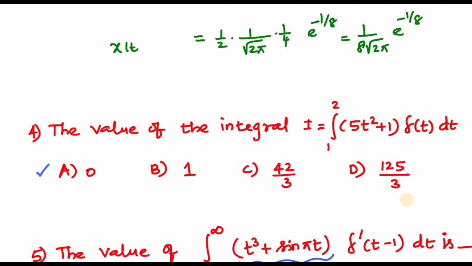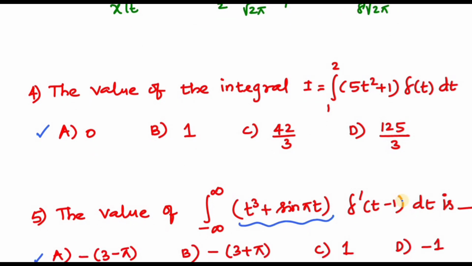The fourth value, so here the value of integral I is equal to minus 1 to 2, phi of t square plus 1 delta t dt. So here you have to substitute, in order to make this one as 0, t value is equal to 0, but t value is not ranging from minus 1 to 2. So this function, we cannot solve this problem, so the answer is 0. Suppose if it is 0 to 2, I can substitute t is equal to 0 and I will get answer as 1. Okay.